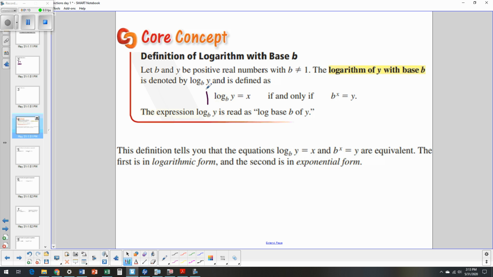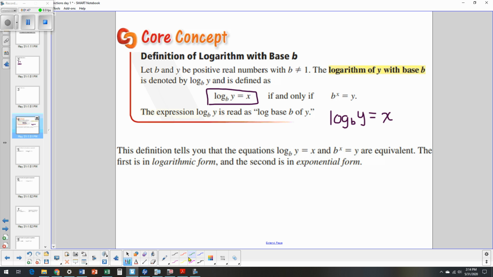So we have logs, and this is what a log looks like. It's the word log. There's a base b, and that's almost like a subscript to the log. Then there's a value y after it, equals x. And this is only true if b to the x equals y. A lot of times, I'm going to write it again because I'm going to show you what I'm going to do. Log base b of y equals x.